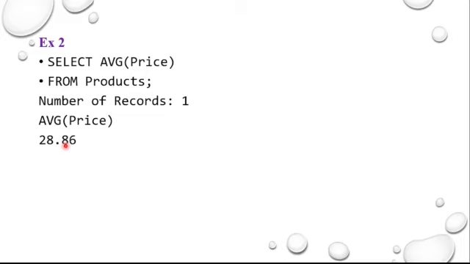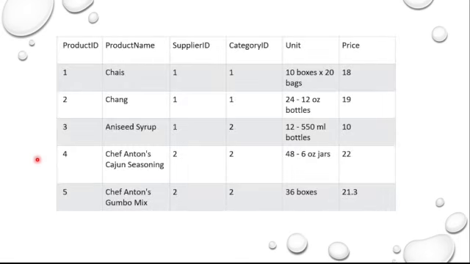Then example 2: SELECT AVG(price) FROM products. When you execute the query, it shows the number of records is 1 and the average price is 28.86.